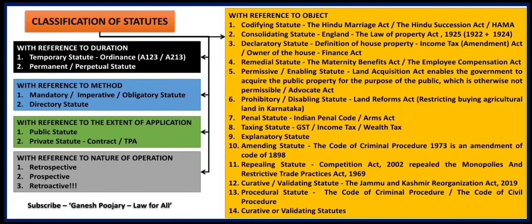The fourth type is remedial statute. If with the help of a particular statute you are seeking a remedy, those are considered as remedial statutes, and examples for the same can be the Maternity Benefit Act, the Employee Compensation Act, the Consumer Protection Act, etc. If an act permits or enables you to do something, those statutes are called permissive or enabling statutes, which is the fifth type of statute under this particular concept.